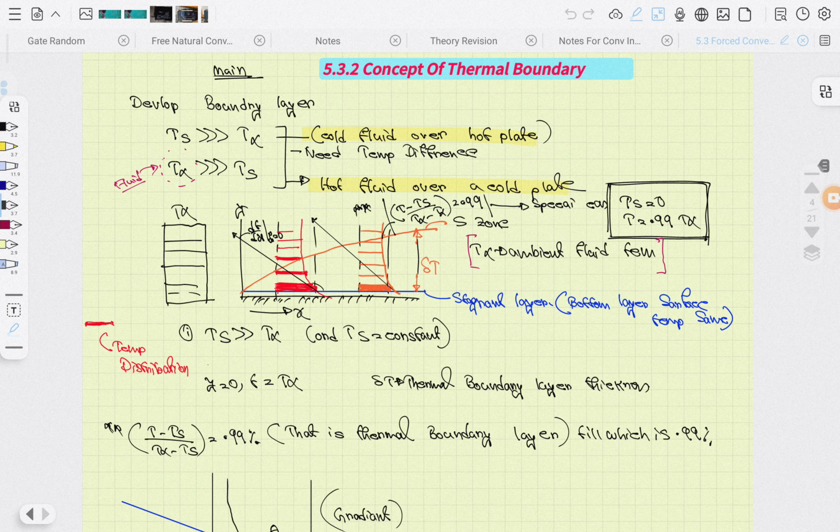Now how is cooling happening? T infinity is the cold fluid, and T infinity is lower and Ts is greater, so it is cold fluid over a hot plate. Here T is the temperature and Ts is the plate surface temperature, and T infinity is the fluid temperature. For heating, hot fluid is flowing over, T infinity is the outside temperature, so T infinity is greater.